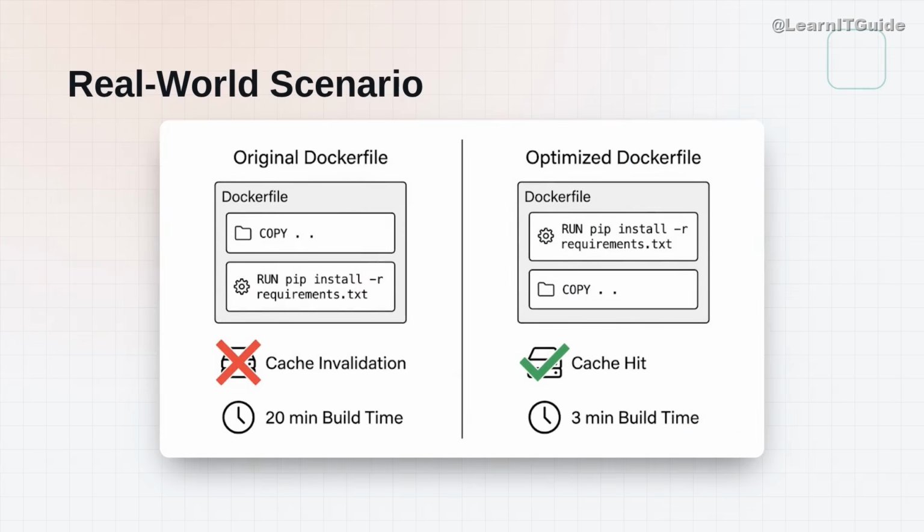Let me share a real-world scenario. A streaming platform serving 5 million viewers was seeing their builds take 20 minutes. Their developers were constantly frustrated. They realized their Dockerfile copied the entire project before installing their data science libraries. By simply swapping the order to install requirements first, they dropped that 20-minute wait down to 3 minutes. That is an 85% improvement in developer productivity for just a 3-line change.